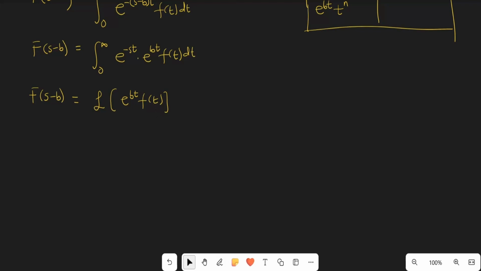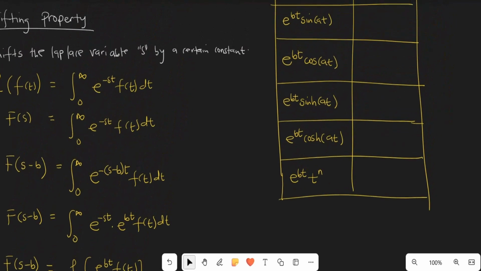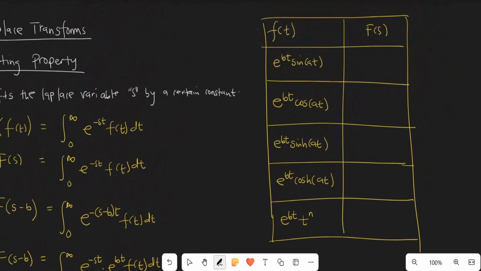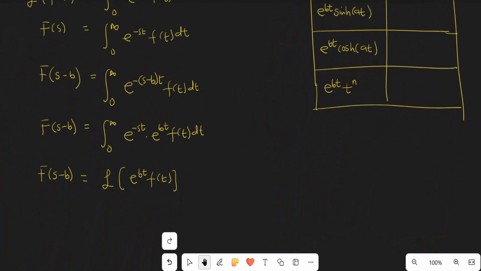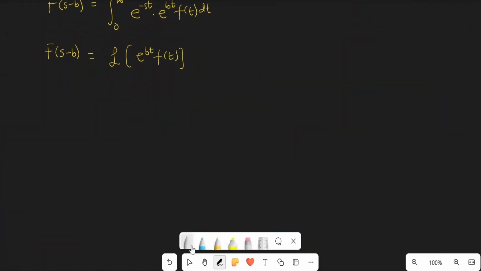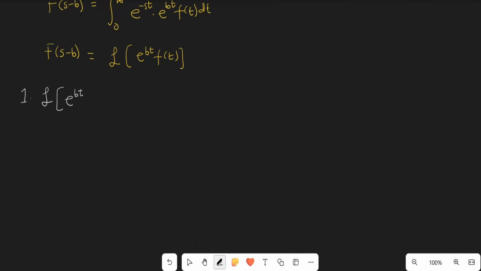Okay, so how can we use this to solve these functions? We want to find the Laplace transform of all these functions, so we are going to apply the shifting property. Alright, let me switch colors and look at the first one. The first one is the Laplace transform of e to the bt multiplied by sine of at, right?